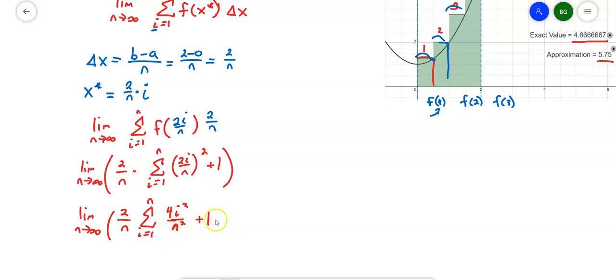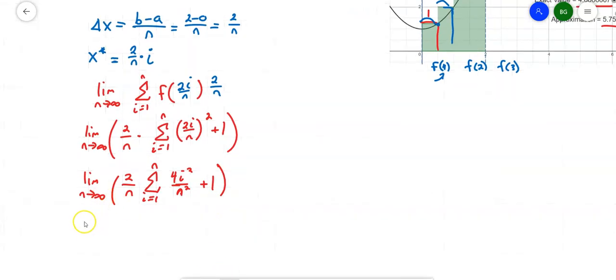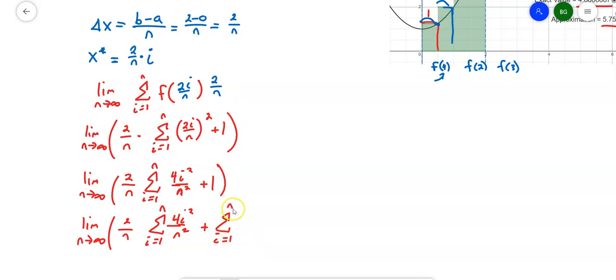Okay, so we'll have the limit as n goes to infinity, 2 over n times the sum, i going 1 to n, 4i squared over n squared plus 1. Just like we've done before, we're going to split the summation. Since we have a binomial, we can split the sum into two different sums. So we'll have the sum from 1 to n, 4i squared over n squared, plus the sum i goes to n, 1.